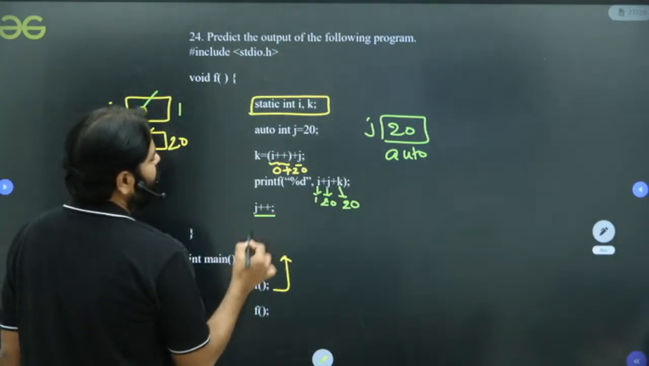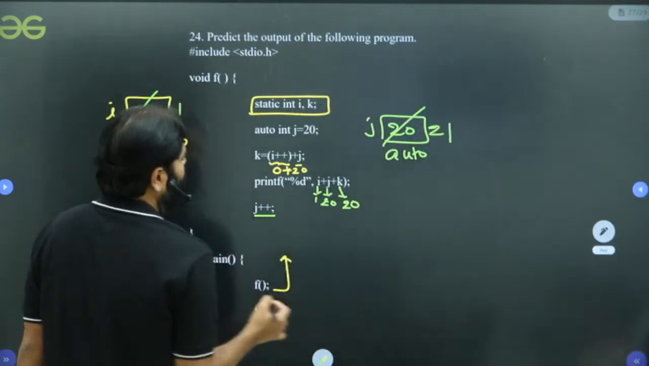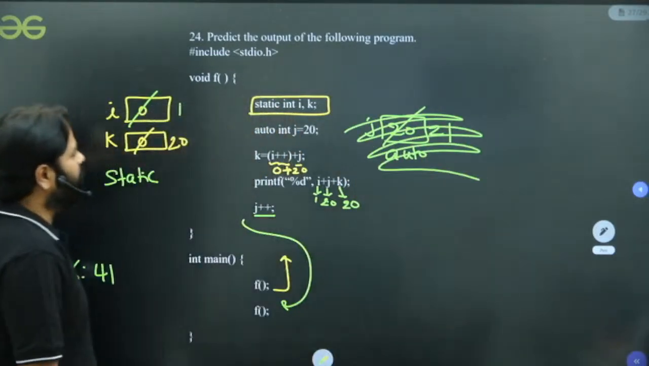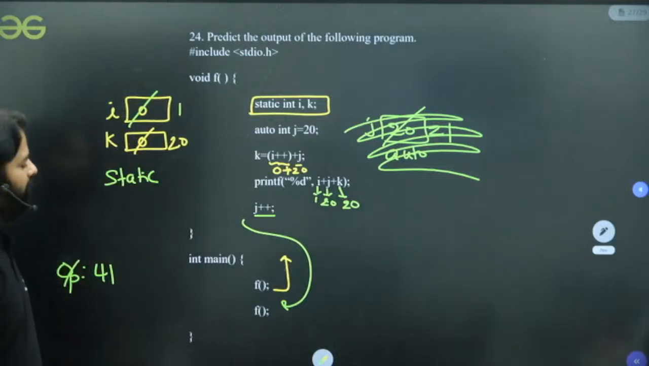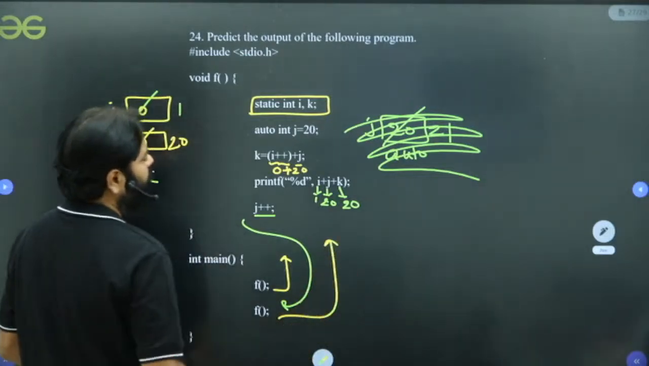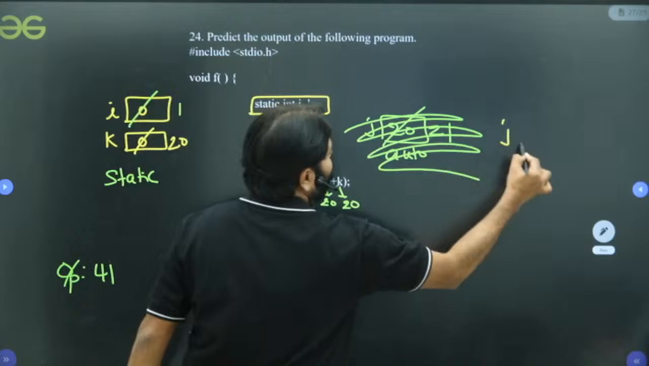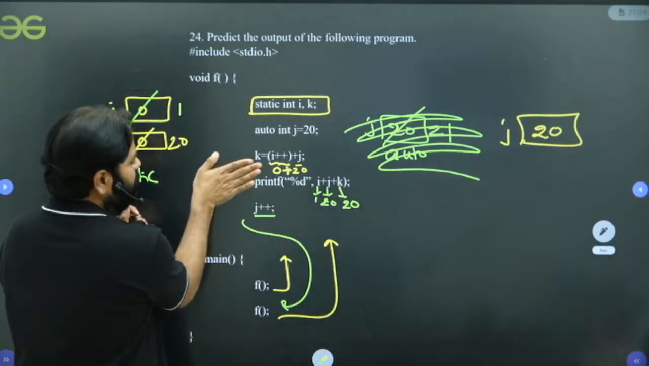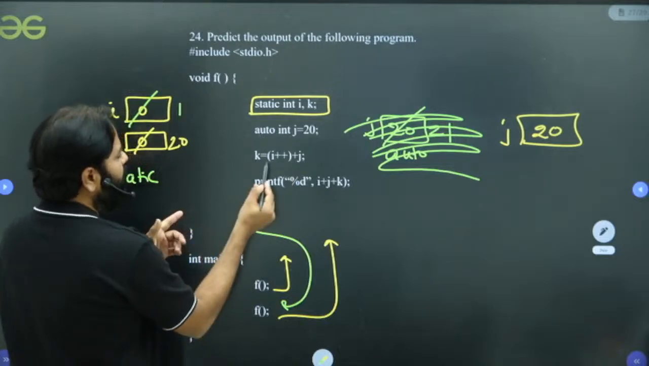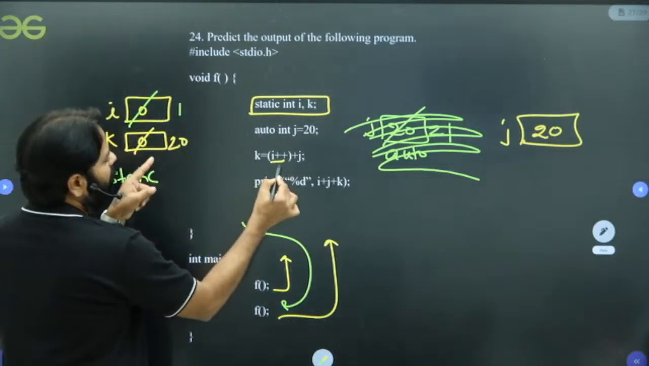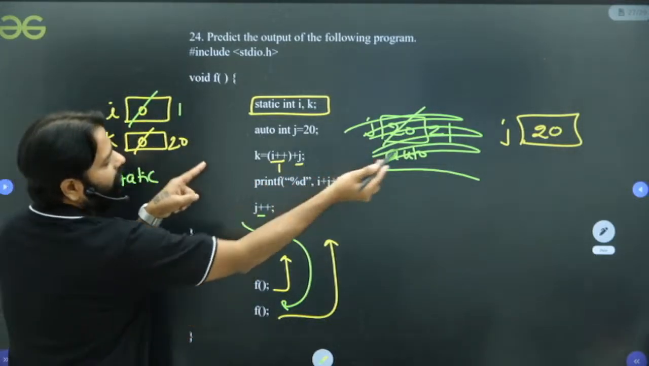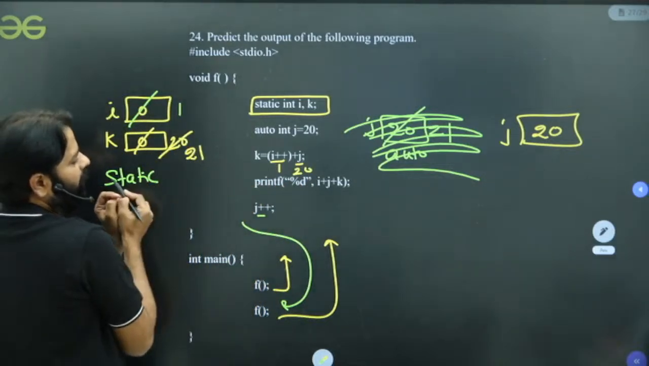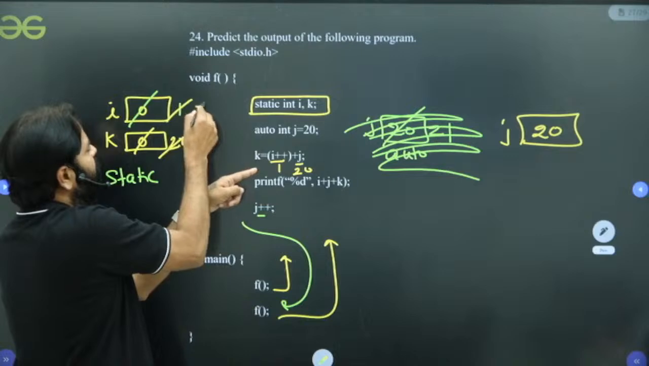Then j++, you increment, 20 becomes 21, and you're coming out of this. At this time j will be deleted, but i and k will be there. Now when you call f again, j will be created again, that's 20. Now i++, so this environment will start again. i is 1 and j is 20. 1 plus 20, it goes to k as 21, and i has to increment because of i++.